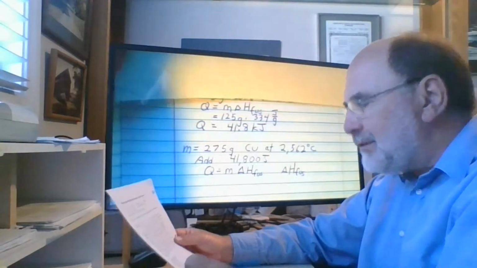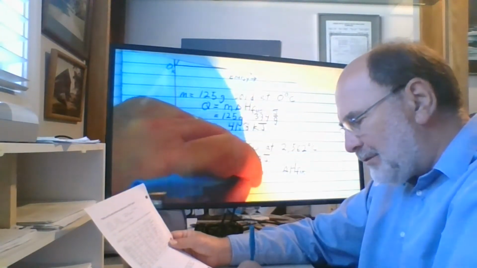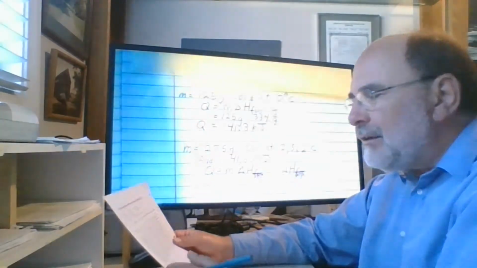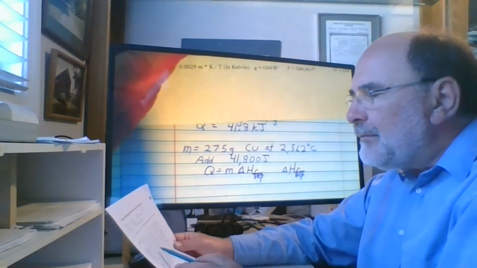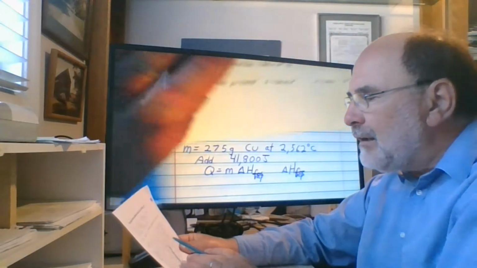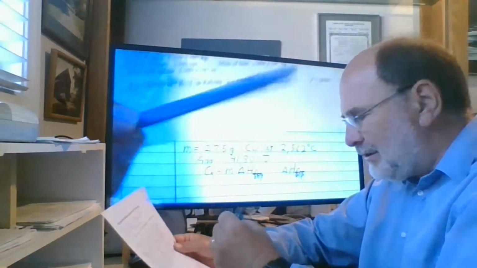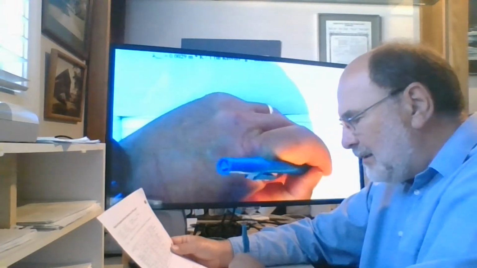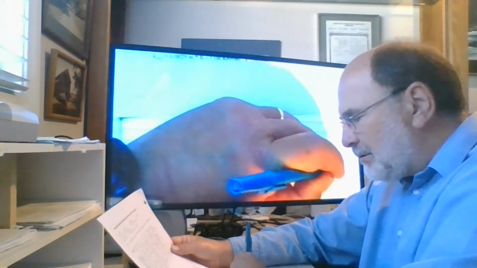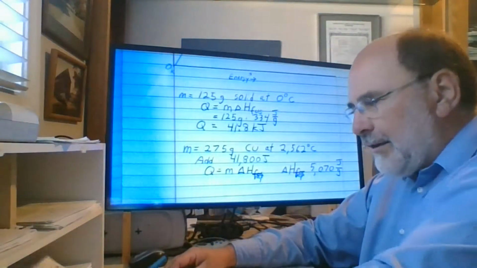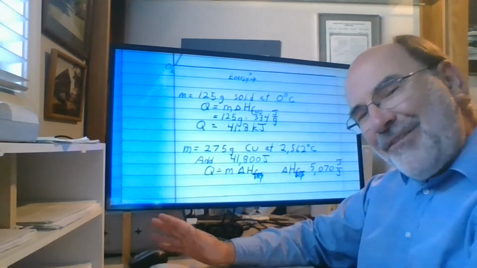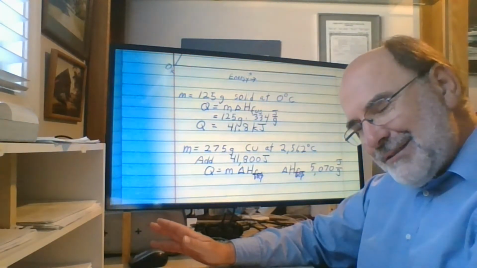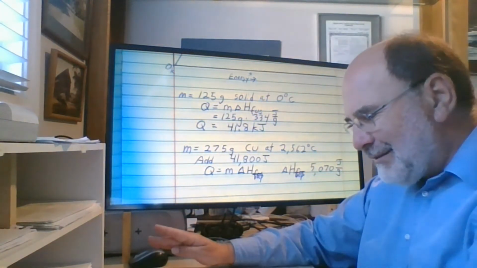Oh, and I put fusion, I should put vaporization, right? Vaporization. I'm boiling this copper, not melting it. So copper at its boiling point has a heat of vaporization of 5,070 joules per gram. Okay, so if all three are known, there's something wrong with this picture. And here's what's wrong with this picture.